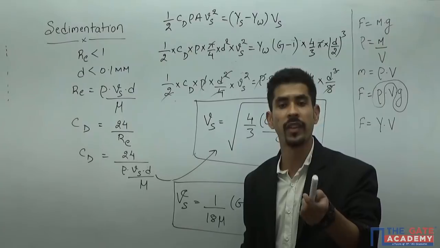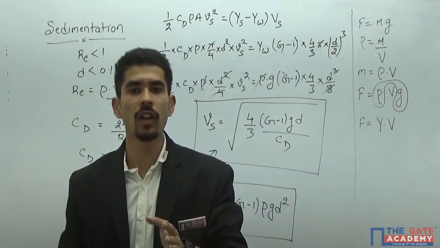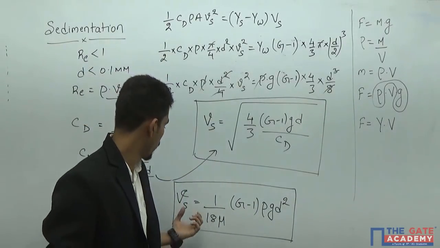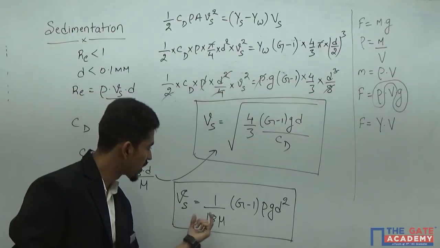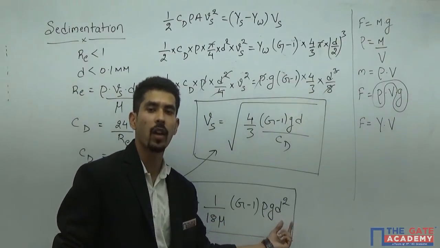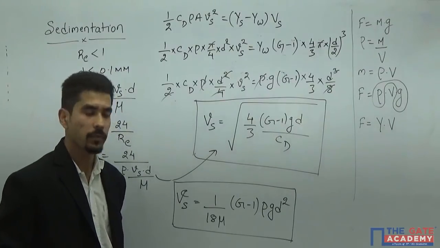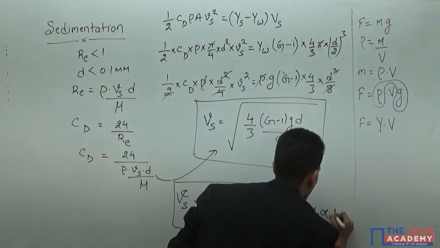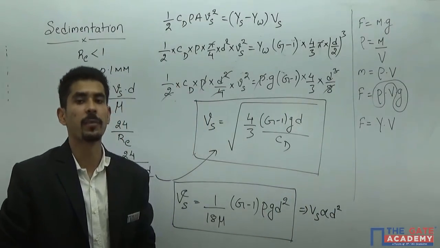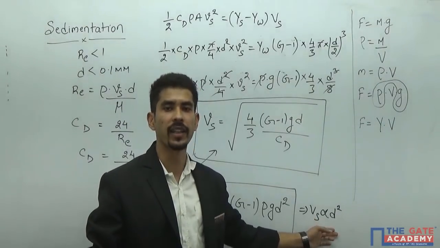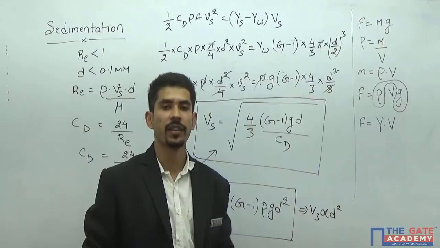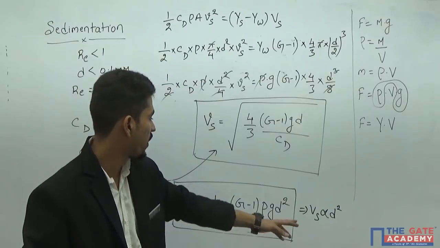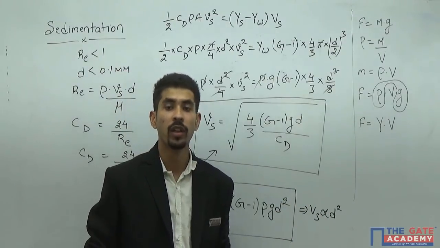And I was talking, when we were discussing the factors, that the settling velocity is directly proportional to the square of the diameter of the particles. That means the larger the size of your particle, the more will be the settling velocity. And if settling velocity is more, the rate of settlement will obviously be more. So this is the expression: Vs is directly proportional to d square.